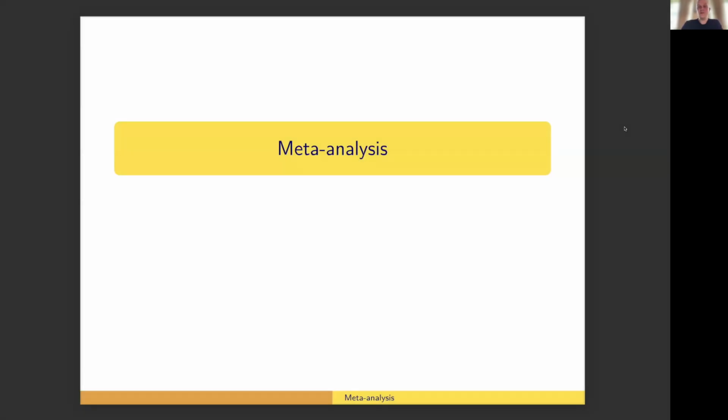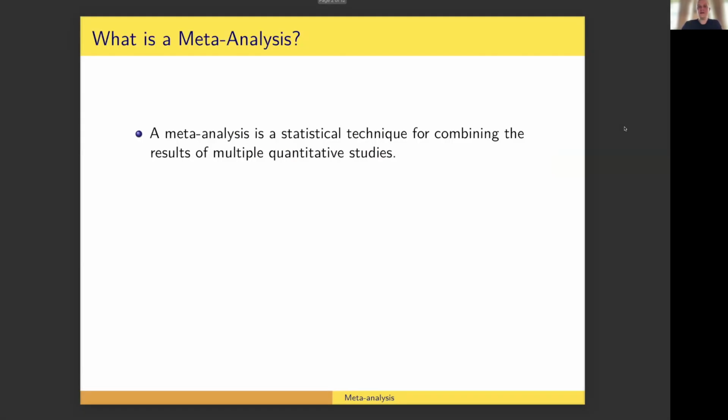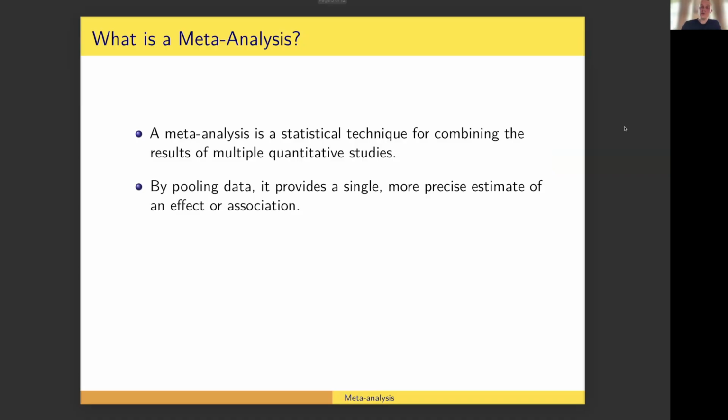This chapter will cover meta-analysis. A meta-analysis is a statistical technique that combines results of multiple quantitative studies. By pooling data, it provides a single, more precise estimate of an effect or an association.